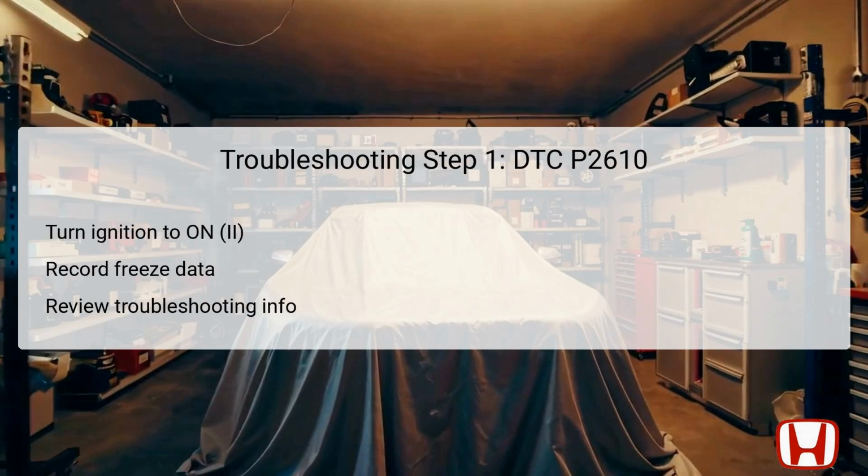The first step in troubleshooting DTC P2610 is to turn the ignition switch to the on position. This initialization is crucial as it powers up the vehicle's electrical systems, including the PCM, enabling diagnostic procedures.